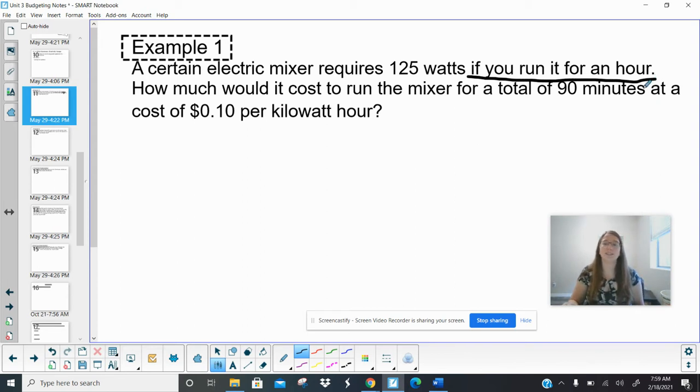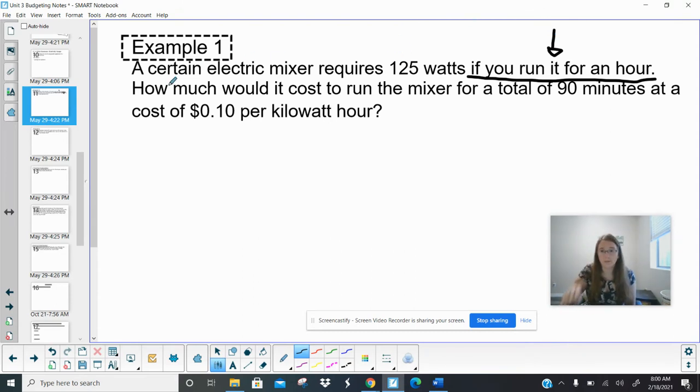It does not always say this on those items or in the question. If it just said a certain electric mixer requires 125 watts, it is assumed that what that means is if you run it for an hour. So your microwave might say 1200 watts. If you open the door and you see 1200 W or 1000 W or 900 W, that's if you literally ran the microwave for 1 hour, and then it would use that much electricity. So it's not as much as you think, but we have to make that assumption.